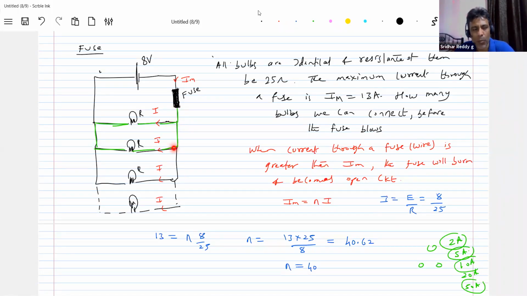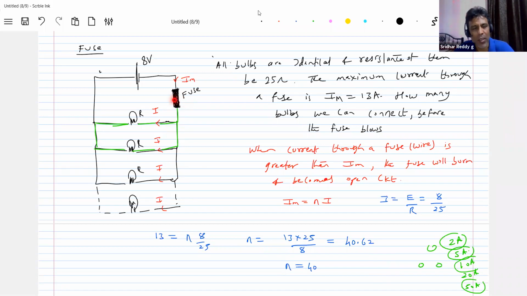Now, here what will happen? If the current through a wire is more than the permitted current, the wire will burn out. I think you've seen this in a house. If the wire burns out, it's a big problem. You have to open the switch board, then pull the wires. So how to protect all these wires in a house or in an equipment? The fuse is the best thing.